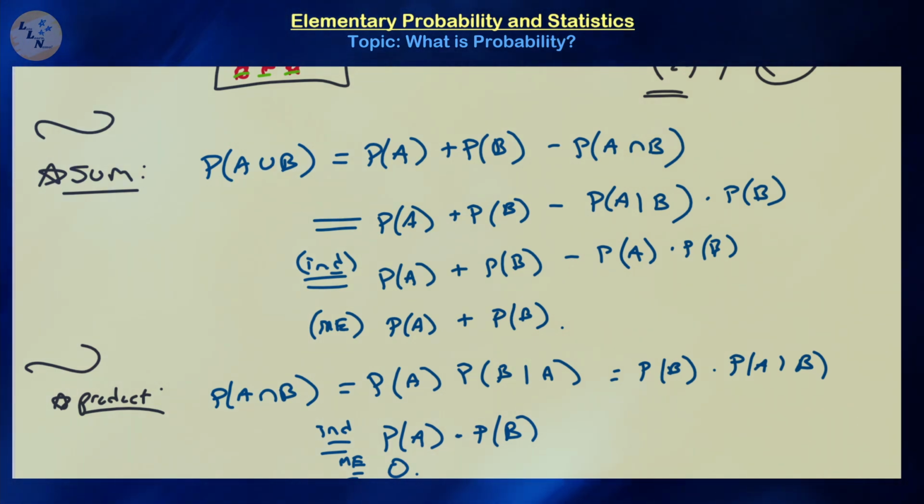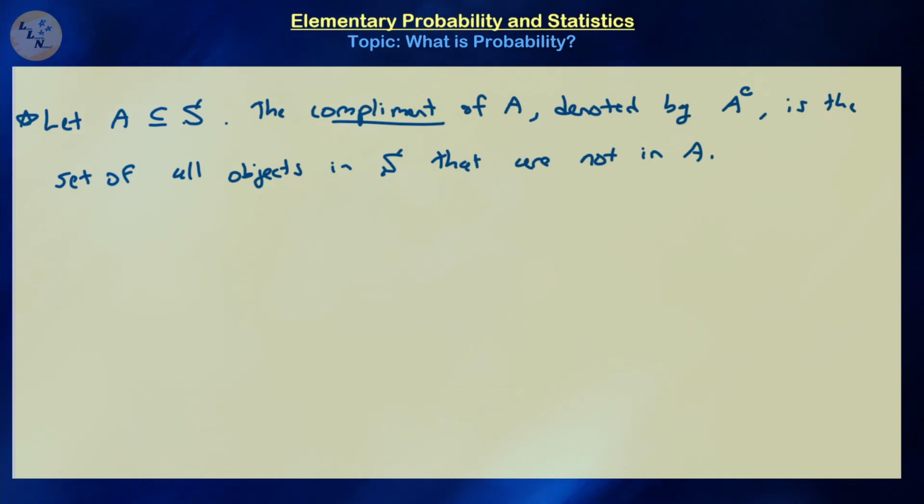So with that being said, let's look at just one more special occurrence that you'll most likely run into at least once. So the last concept that I want to introduce today is the complement of a particular event. So let's assume A is a subset of S. The complement of A, denoted by A with a little c on top, is the set of all objects in the sample space that are not in that particular event A.